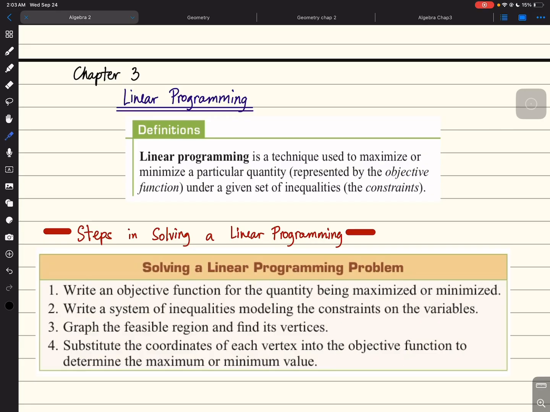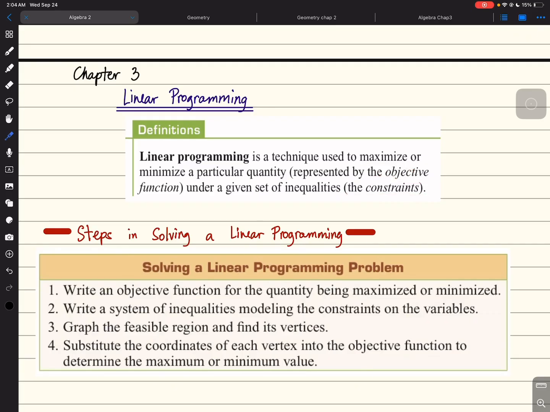So the definition of linear programming: this is a technique we're going to use to maximize or minimize a particular quantity. And that quantity is represented by the objective function. And under that is a given set of inequalities. That set of inequalities is called the constraints. So remember those two words, objective and constraint.